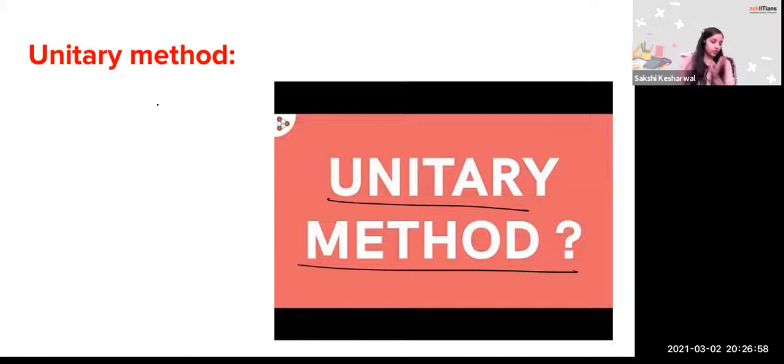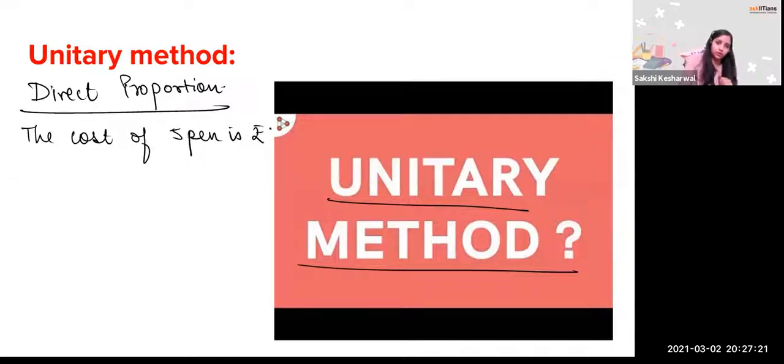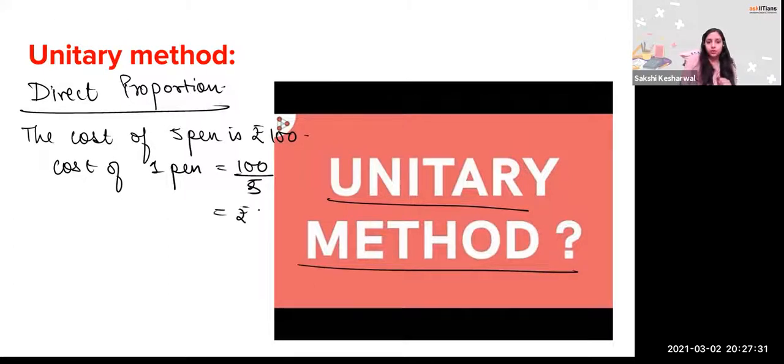So let's take an example. First we'll talk about the direct proportion, right? So unitary method, this is for the CBSE, and the next one will be for the competitive part, right? So it says that the cost of 5 pens is rupees 100, right? So the cost of one pen will be how much, beta? Is 100 divided by 5? Yes or no? So it is rupees 20, right? So 20 is the value of the cost of one pen.